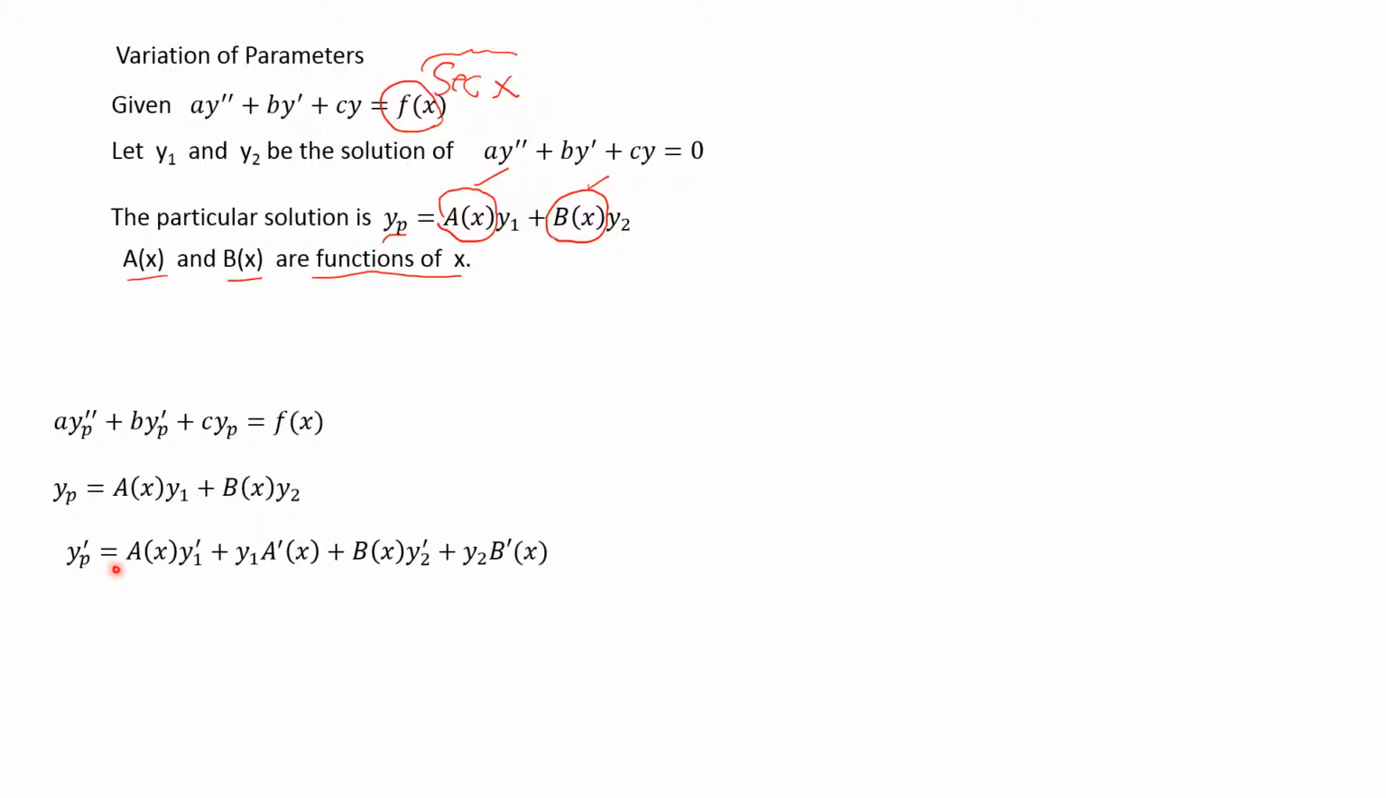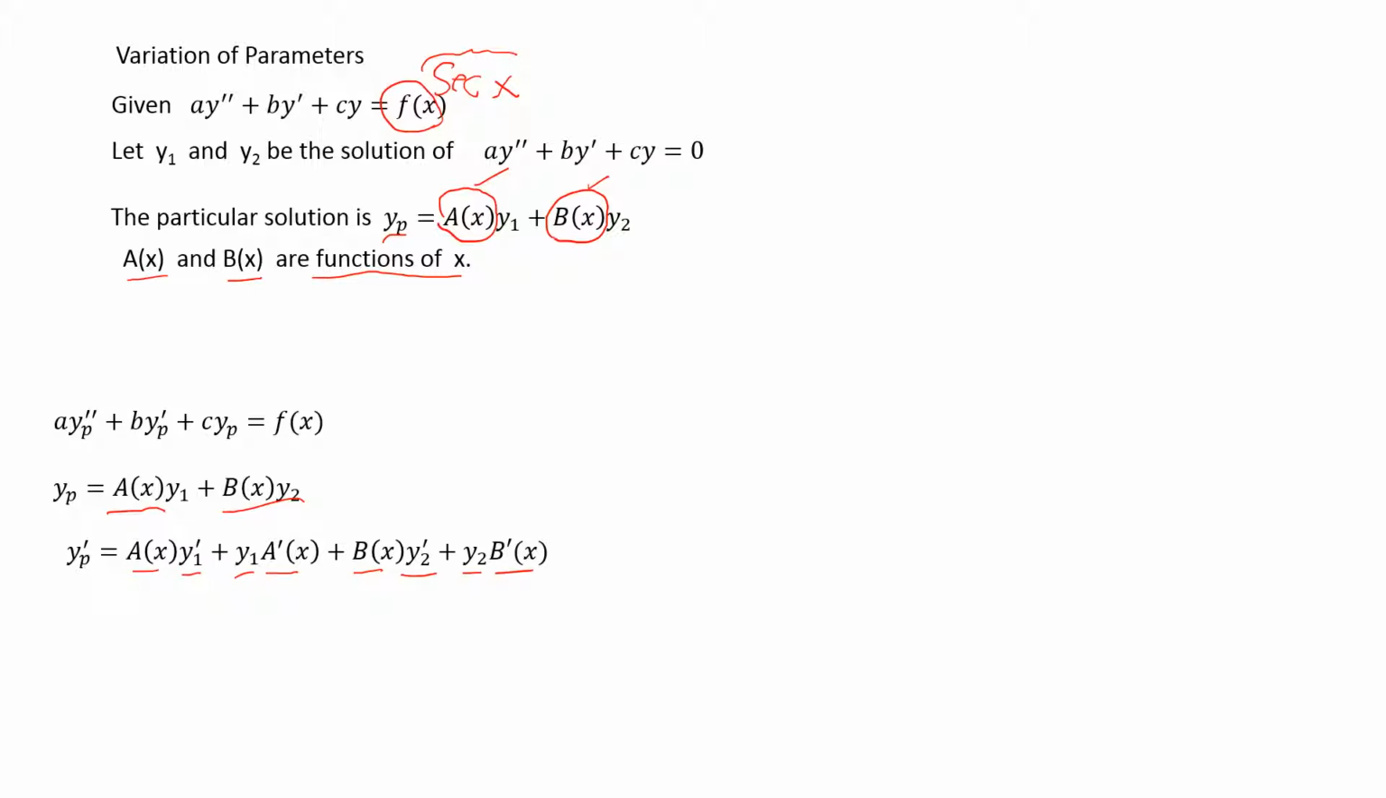Okay, look at how we get yp prime. Remember that a, y1, b, and y2 are variables. You see, yp prime is a derivative of a product. It is a(x) times the derivative of y1, which is y1 prime, plus y1 times the derivative of a(x), which is a prime of x, plus the same for b(x) times the derivative of y2, which is y2 prime, plus y2 times the derivative of b(x), which is b prime of x.